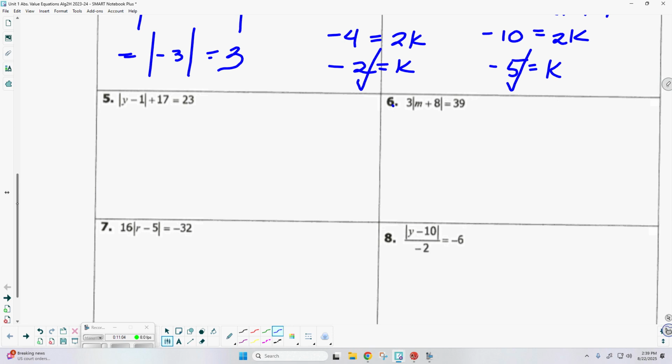Okay, I'm ready to get my two equations. Or am I? Why, what's wrong? There you go. The absolute value isn't isolated. See, I've still got this term. Okay, anything added or subtracted, multiplied or divided against the bars, we've got to get rid of. So the absolute value of y minus 1 should equal, what's a 23 minus 17? 6. Okay.